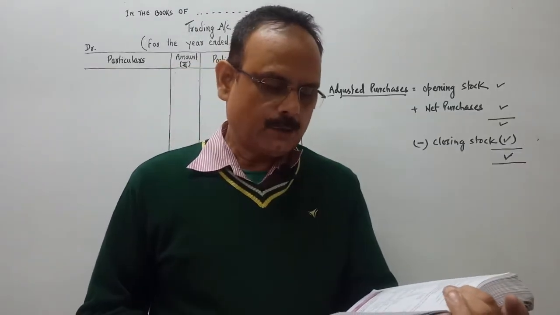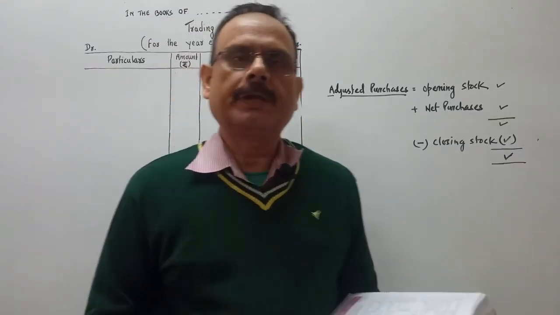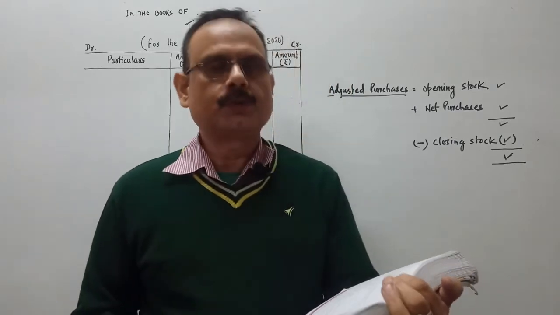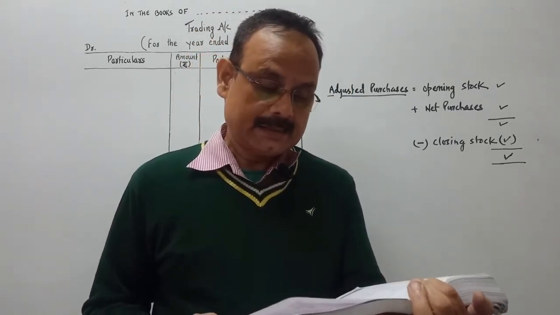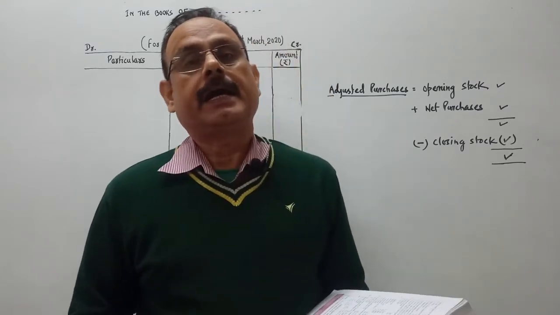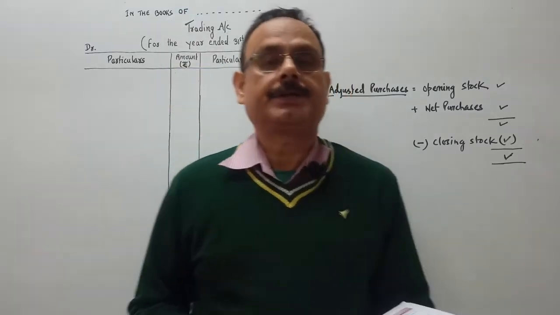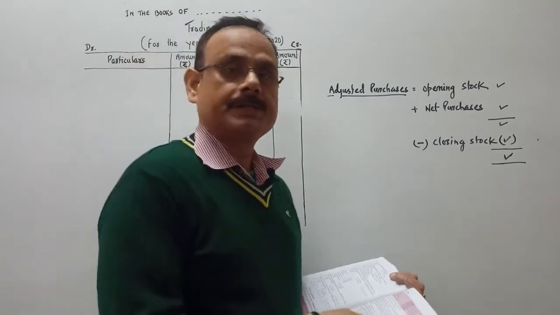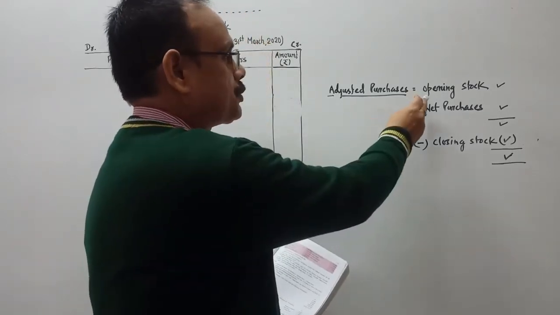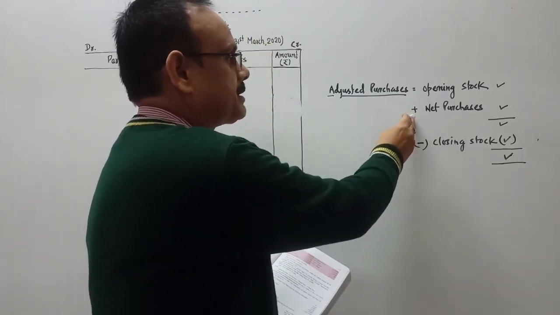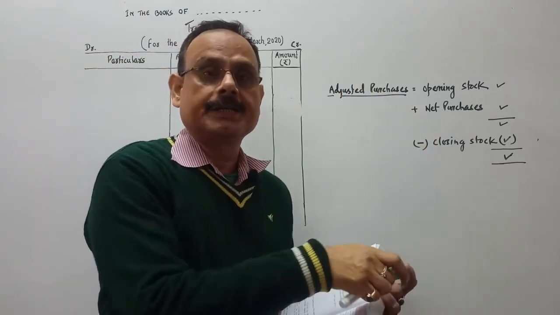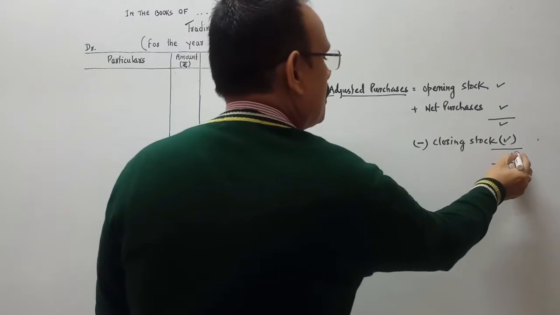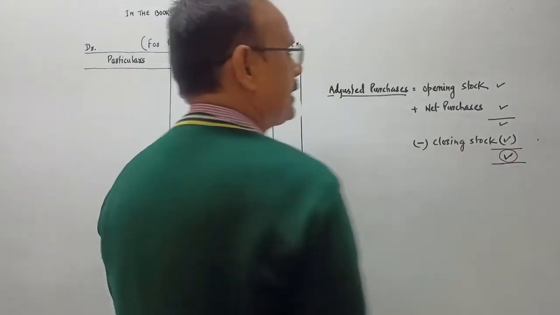So the question is, calculate gross profit from the following information. First one is closing stock, given in the question. Wages, salary, sales and adjusted purchase. Adjusted purchase means what? Opening stock plus net purchase minus closing stock is called adjusted purchase. This figure is called adjusted purchase.